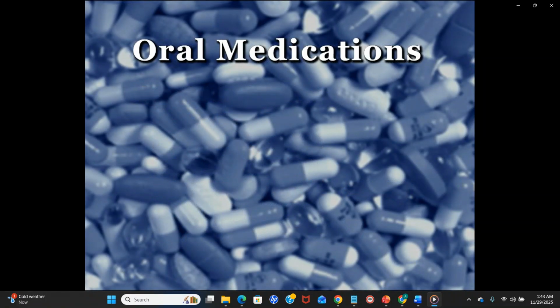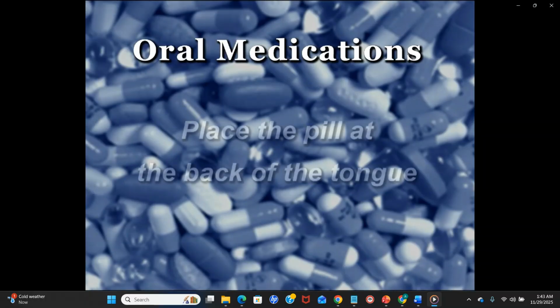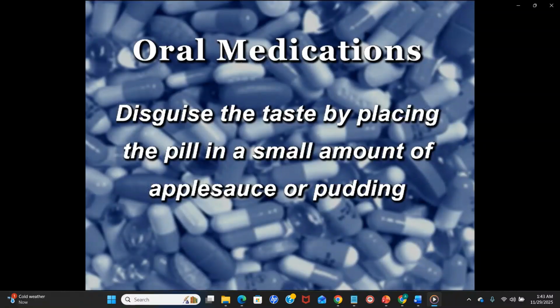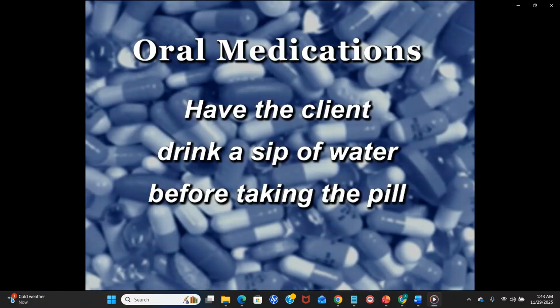Because some clients have difficulty taking oral medications, there are several methods the medication aide may use to assist them. One method is to place the pill at the back of the tongue. Another is to disguise the taste by placing it in a small amount of applesauce or pudding. A third method is to have them drink a sip of water before taking the pill. You should always have a cup of water ready for the client when they are taking oral medications.